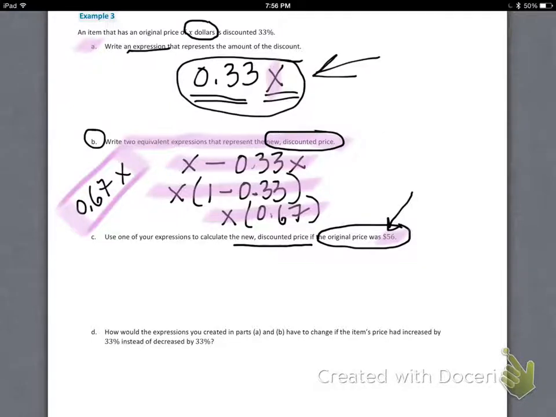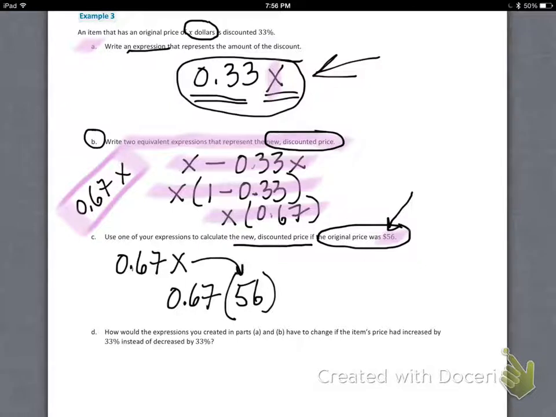So if I were to use that, here's my expression. 0.67x is going to give me my new discounted price. Again, this is not the discount, but this is the new discounted price. If I plugged in 0.67, and I plugged in 56 for my x right here, so this becomes this now. I could calculate that on a calculator. I don't care how you do this right now. $37.52 would be my new discounted price.